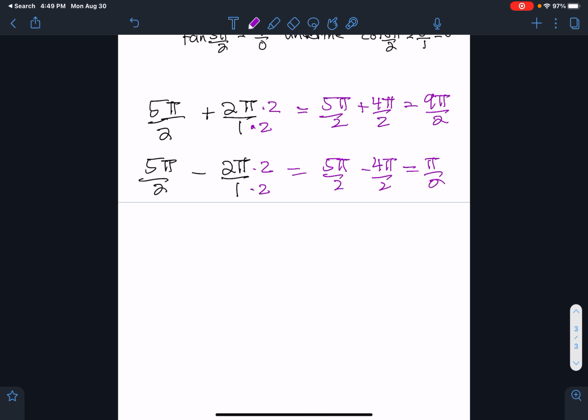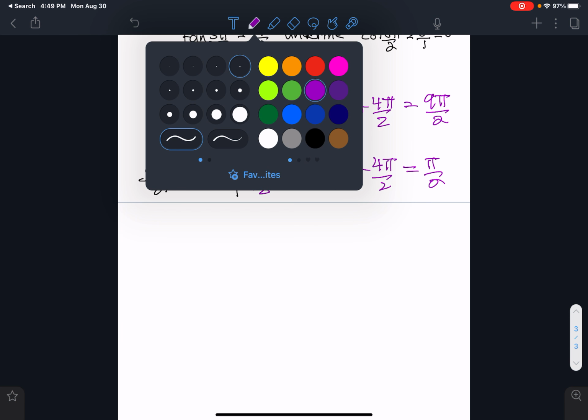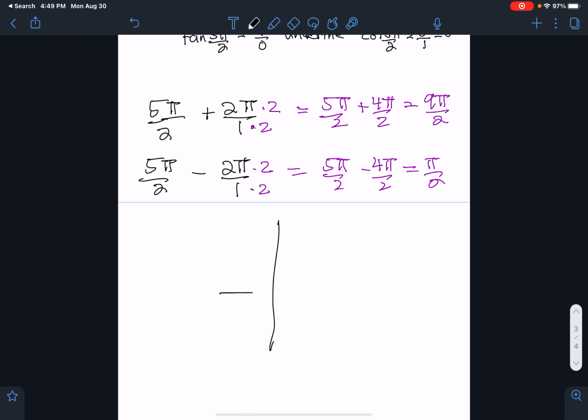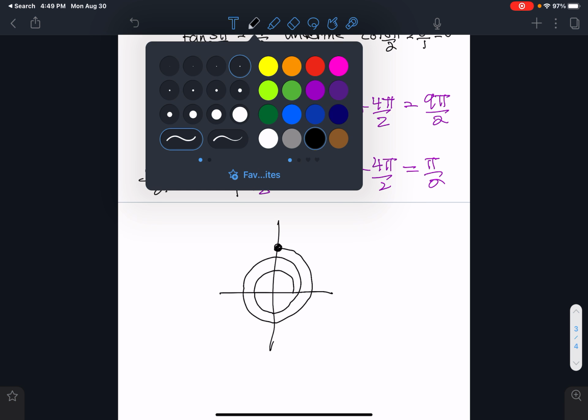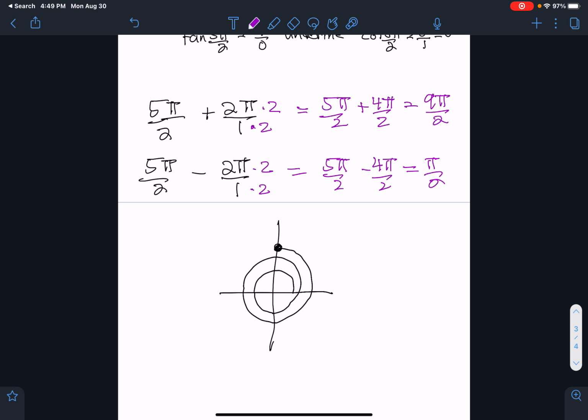So if we think about our visual again, if I do 9 pi over 2, that means I'm going to go 1, 2, 3, 4, 5, 6, 7, 8, 9. Land in the same spots. If I want to do pi over 2, I just go around once, land in the same spots. And that's pretty much it.